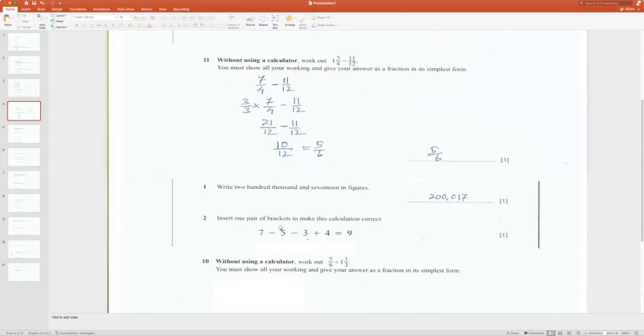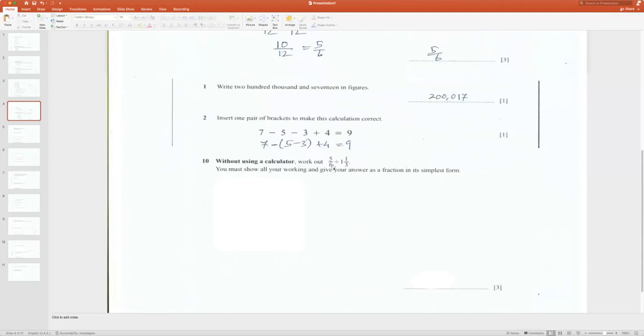Insert one pair of brackets to make this calculation correct. So we have to put one bracket here. If we put the bracket here, then we have to do the bracket first. Then 5 minus 3 is 2. Then 7 minus 2 is 5, plus 4 is 9. So we have to put the bracket here.